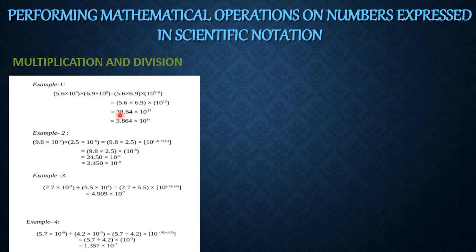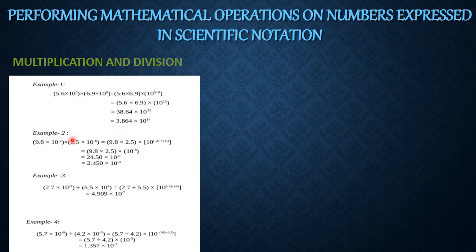This is not in the scientific notation because here you can see two digits, and scientific notation should have a single digit. The answer is 38.64 into 10 to the power 13, which is not in the scientific notation, because the definition says it should be a single digit. Therefore we have to convert 38.64 into 3.864. When you move the decimal, the power of 10 also changes, so that becomes 10 to the power 14. So the correct answer in the scientific notation is 3.864 into 10 to the power 14.